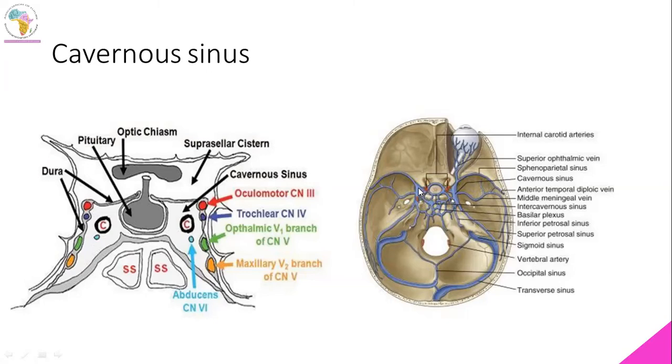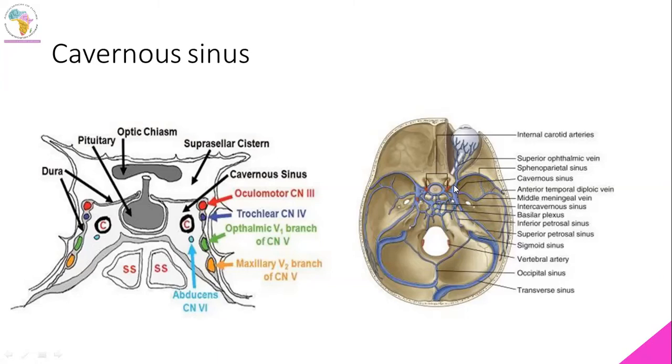The cavernous sinus is also unique in that it has different tributaries and different drainage. It receives drainage from the orbit through the superior and inferior ophthalmic veins and the central vein. It also has a tributary, a sinus that runs along the sphenoid ridge. We call it the sphenoparietal sinus. Also, the middle meningeal vein drains to the cavernous sinus.